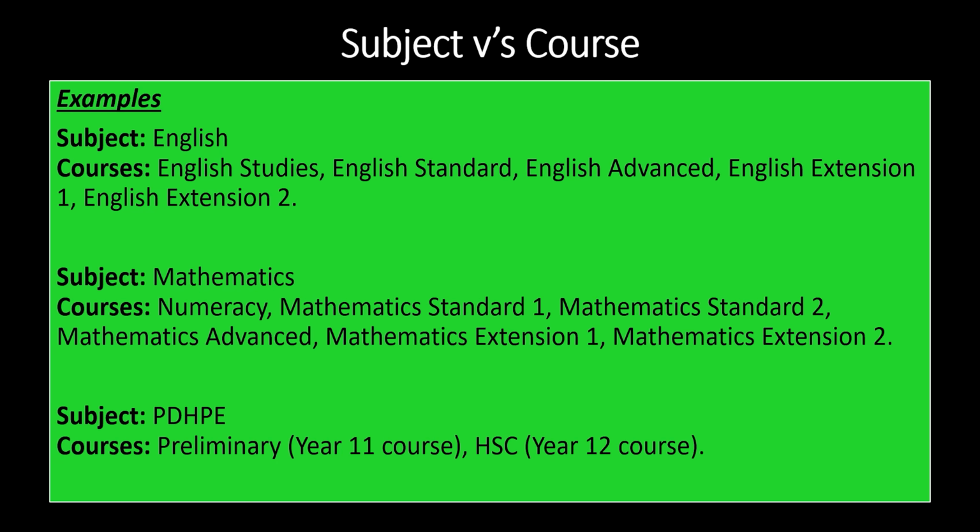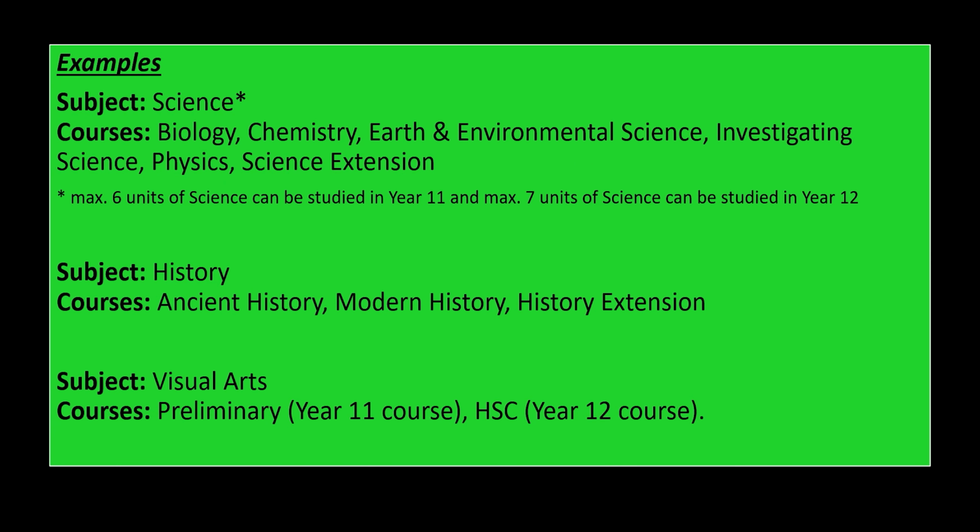All right, here we have a really specific example where these rules come into effect for science as a subject. So science is the subject, and they have several courses in biology, chemistry, earth and environmental science, investigating science, physics and science extension. However, they have that added restriction of a maximum of 6 units of science can be studied in year 11 and a maximum of 7 units of science can be studied in year 12. And then underneath I have visual arts. Again, like most HSC subjects, it's just 1 subject, and the courses in that subject are your preliminary and HSC course.